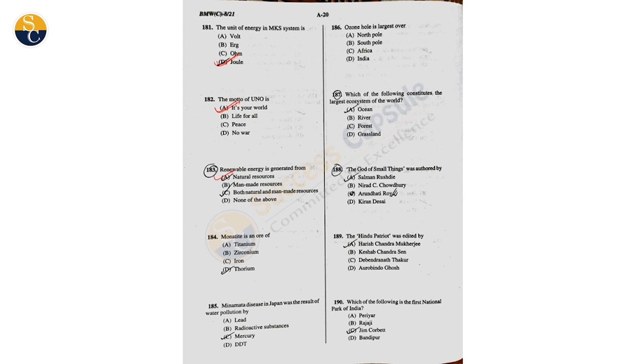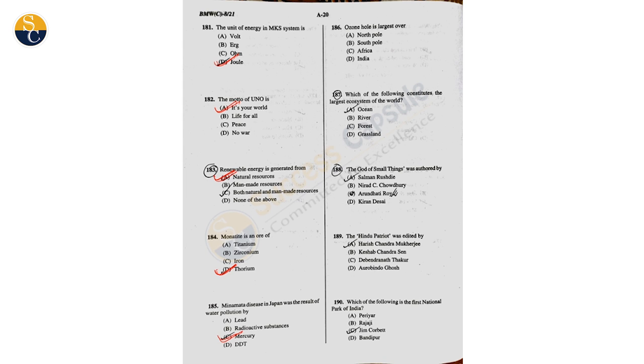Next, renewable energy is generated from natural resources. So, A is the correct answer. Next, monazite is an ore of thorium. So, D is the correct answer. Next, Minamata disease in Japan was the result of water pollution by mercury. So, C is the correct answer, by methyl mercury poisoning.